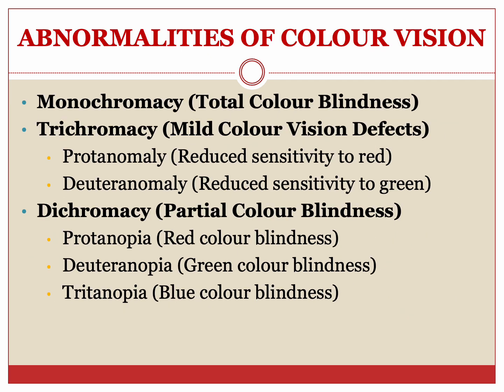So abnormalities of color vision: we have total color blindness, mild color vision defects, or partial color blindness. For total color blindness, we call it monochromacy. For mild color vision defects, we call it trichromacy. If there is reduced sensitivity to red, protanomaly; reduced sensitivity to green, deuteranomaly, like we have discussed earlier. For partial color blindness, dichromacy, that also we have discussed earlier. For red color blindness, protanopia; green color blindness, deuteranopia; and blue color blindness, tritanopia.